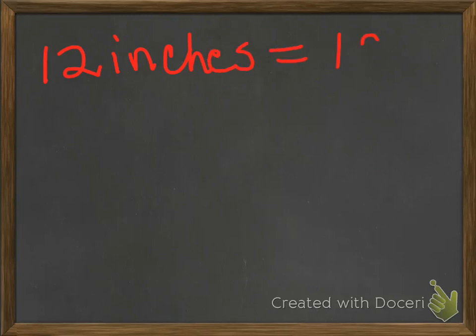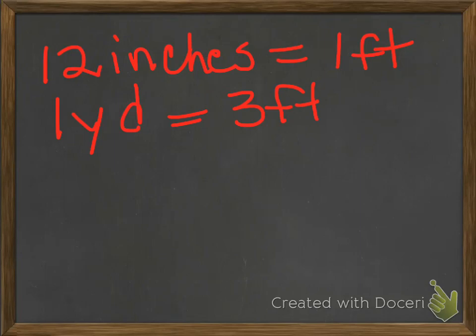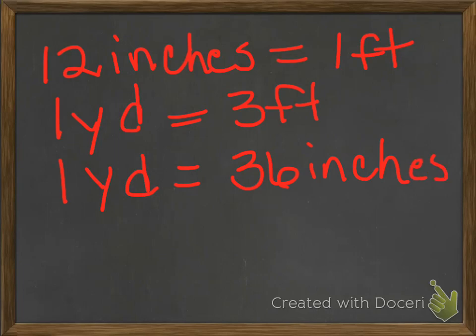Let's start here with what we already know. We know that 12 inches equals 1 foot. We know that 1 yard equals 3 feet. We also know that 1 yard is equal to 36 inches. Now, these are measurements that you need to memorize because we will be using these continually in class.